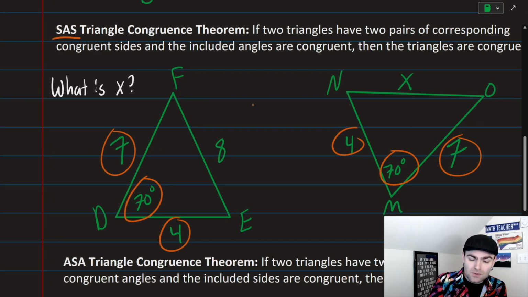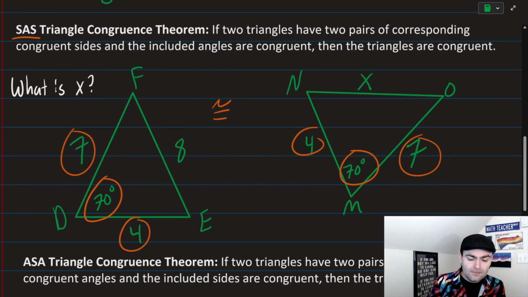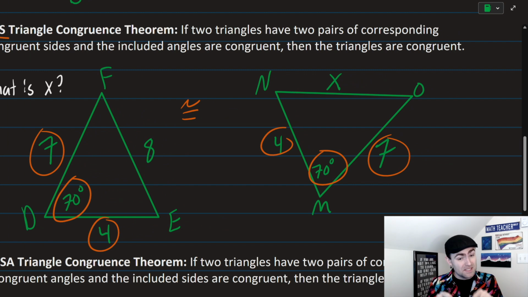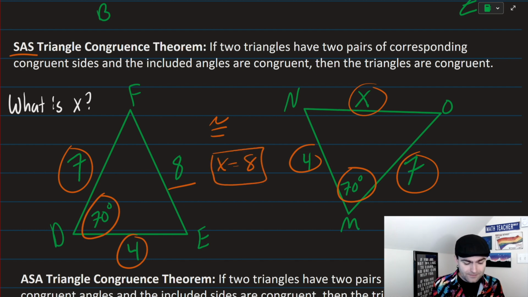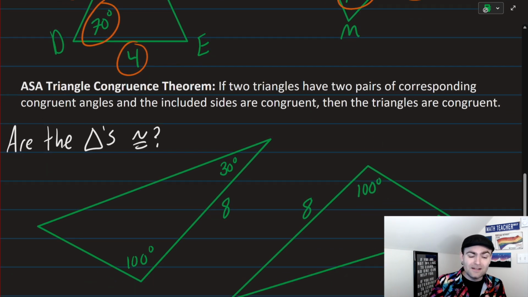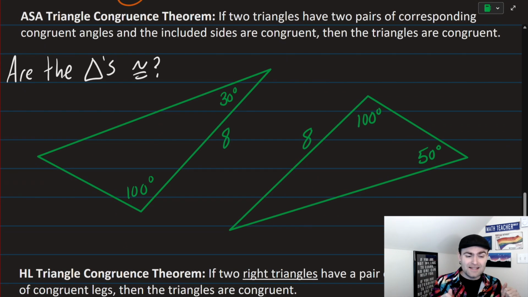So these two triangles are congruent, which means that all of their corresponding parts must be congruent. What corresponds to the x here? Well, that would be the 8. So in this case, x must equal 8. Hopefully not too bad. Reversing that is also true. So instead of 2 corresponding sides and the angle between them, we can also have 2 corresponding angles and the side between them. That's known as ASA, angle-side-angle triangle congruence theorem. So same thing, but 2 angles.